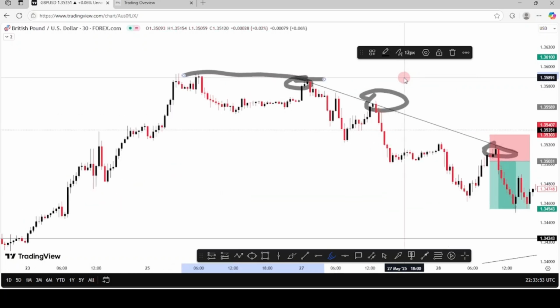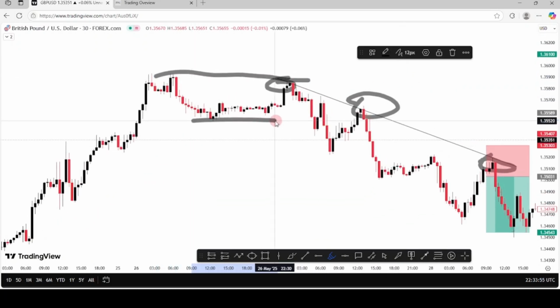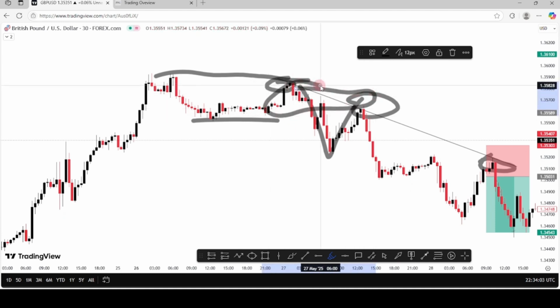And what happened? We have a change of character around here. You can see price push down, change character, push up to the other block around this place, and that's the other block around this region. And what happened? Price push to the downside from there.